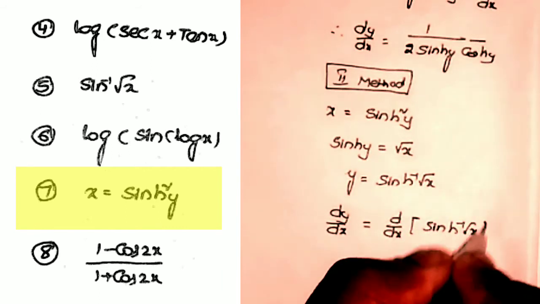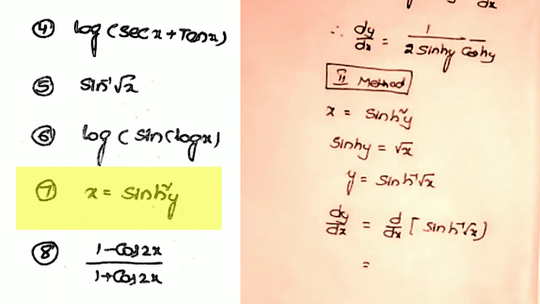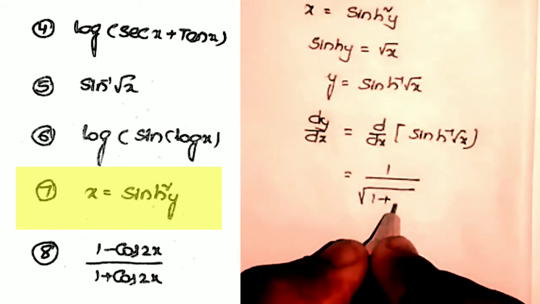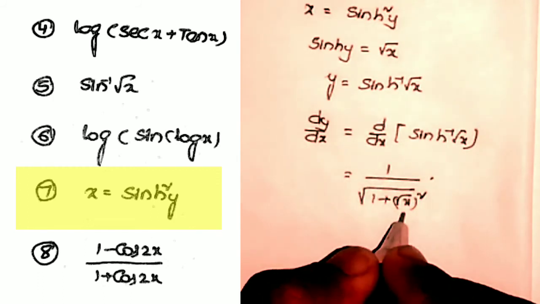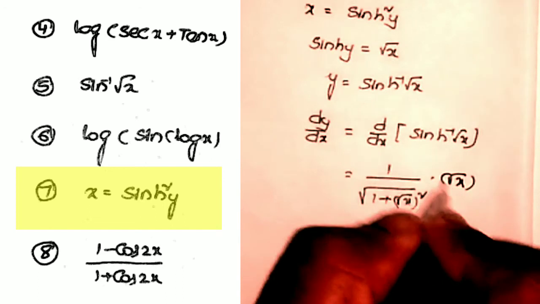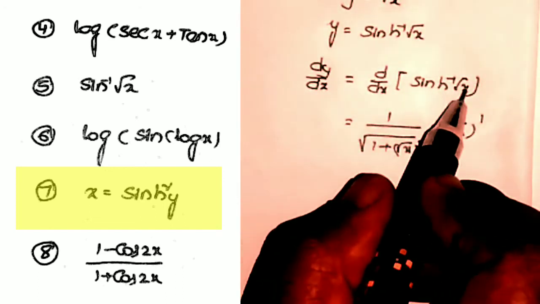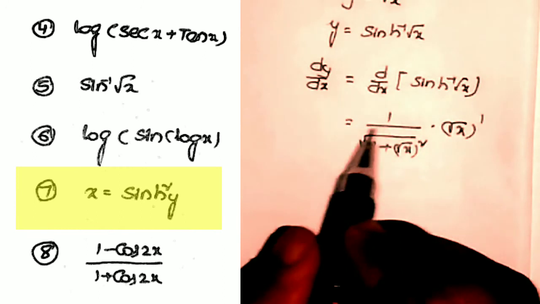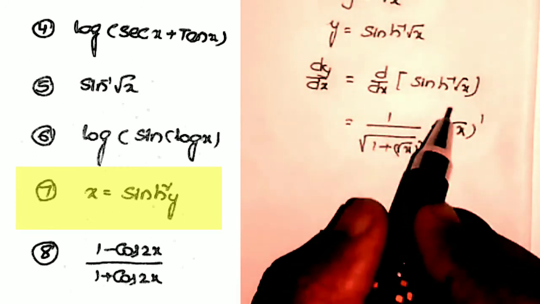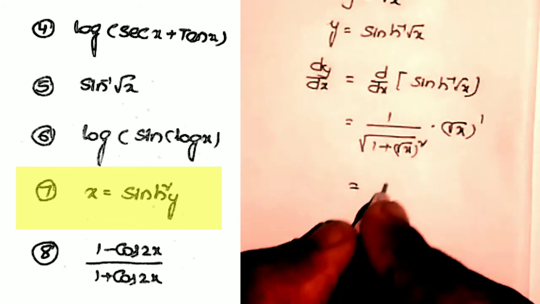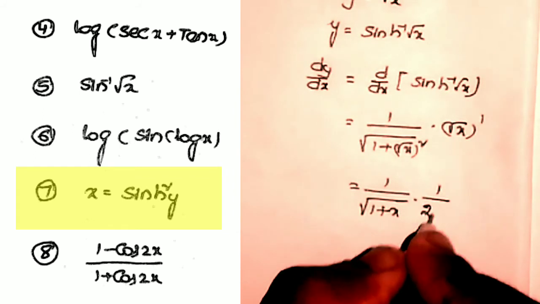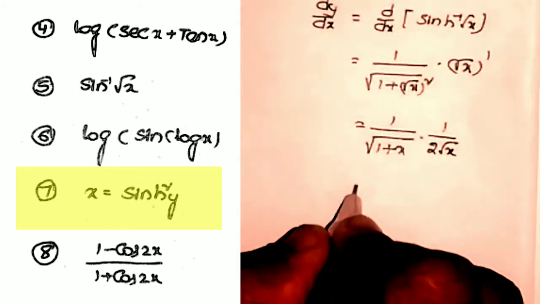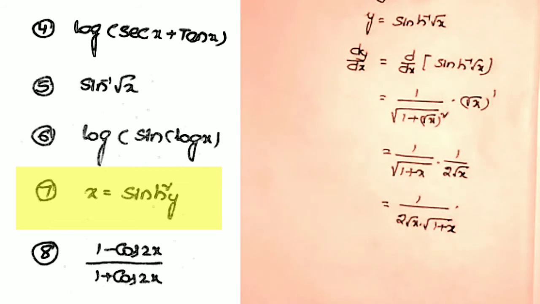Okay, finding the derivative, now this is in the form of d by dx of sinh inverse x. What is sinh inverse x derivative? 1 by square root of 1 plus x square, that is 1 by square root of 1 plus root x whole square. But what is x here? X is equal to root x. Sinh inverse x form is 1 by square root of 1 plus x square. Again x is equal to root x, so the root x derivative: 1 by square root of 1 plus x into d by dx of root x. Root x derivative is equal to 1 by 2 root x. So the answer is 1 by 2 root x into root 1 plus x.